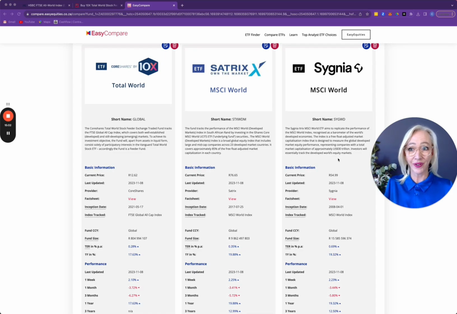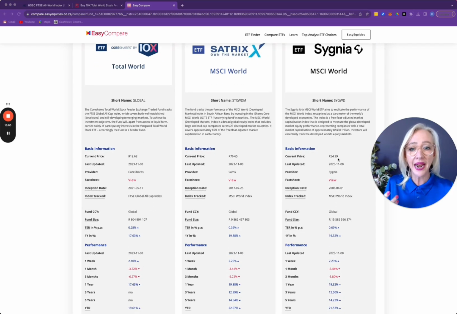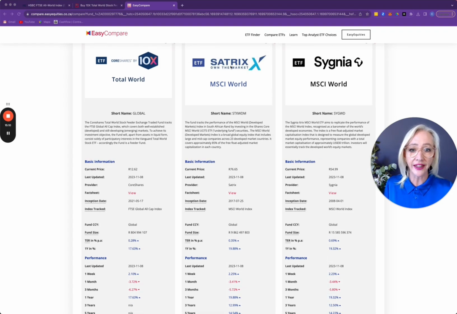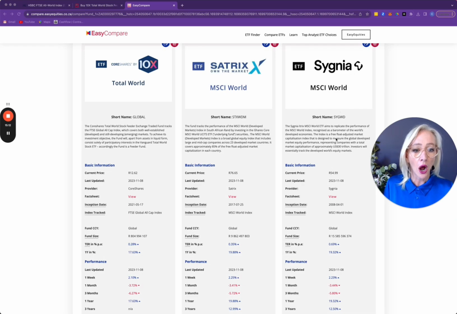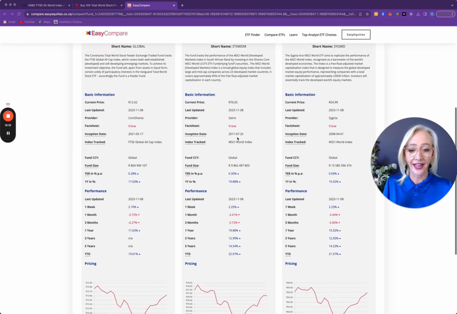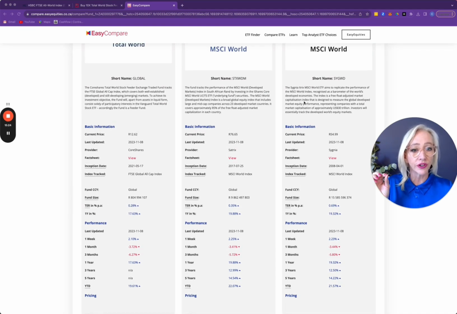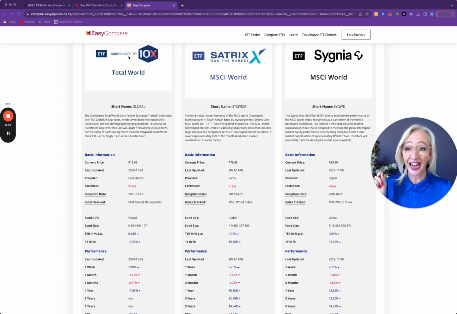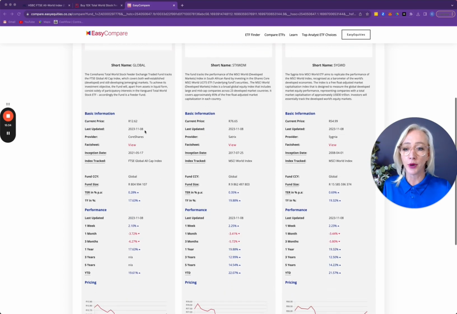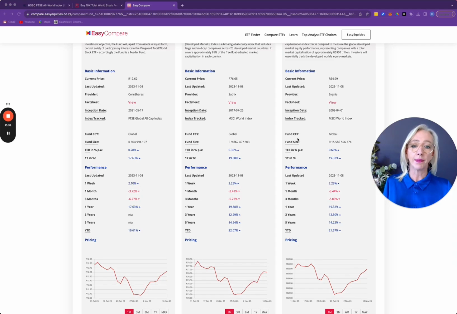So it looks slightly different from the UK platform, but you'll see similar information at the top here. It tells you what this is about, and you'll see that the Satrix fund and the Signia fund are both the developed world. So although they say world, it is only the developed world exposure. And that's why it's really important to check which index they track: the world index, which is the developed world, versus this iShares 10x fund, which is the total world. So all world, total world, global, same thing. It includes some emerging markets. So this is really important.